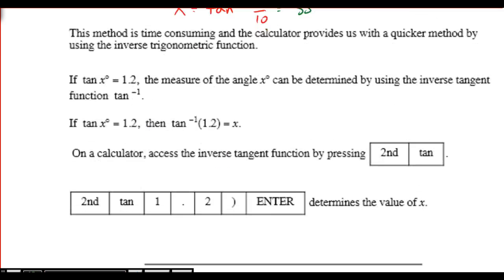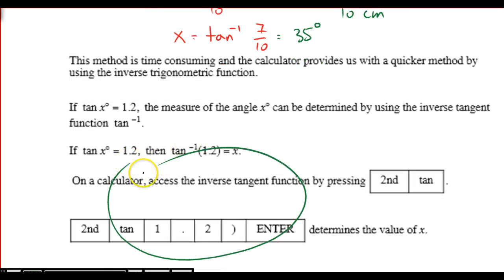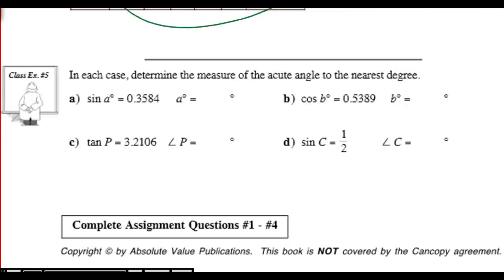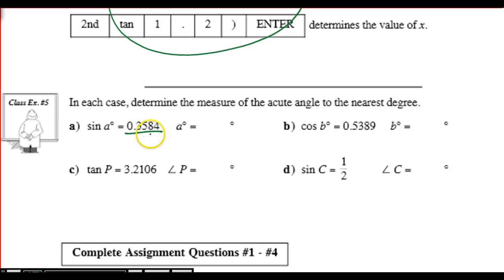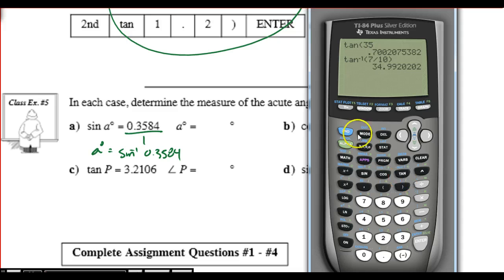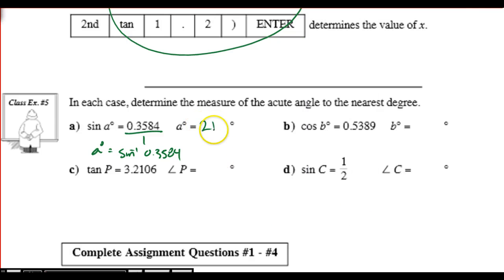Let's do a couple more, and then this just tells you how to do it in your calculator. So here's the ratio, that's over 1. Sine, we're looking for the angle, sine A, so we need to go A equals inverse sine of 0.3584. Inverse sine, and punch that in, 0.3584, and you got your angle, 21 degrees.